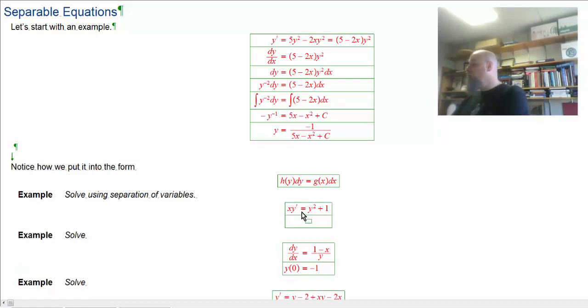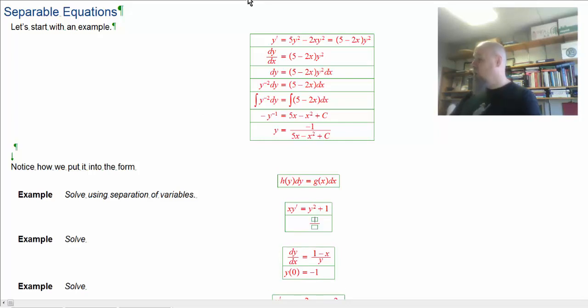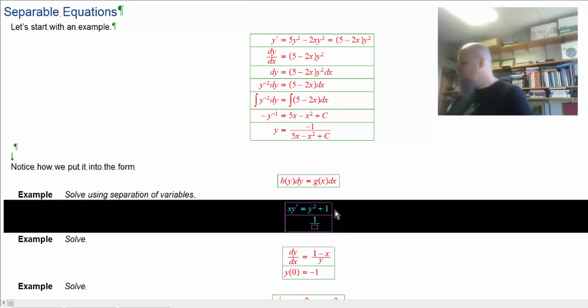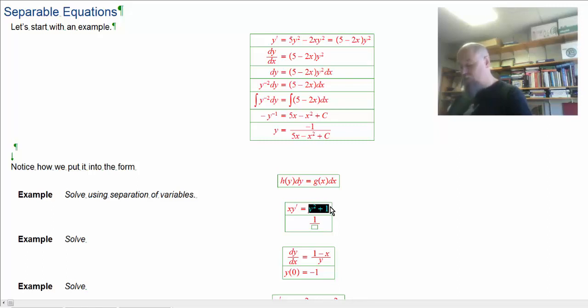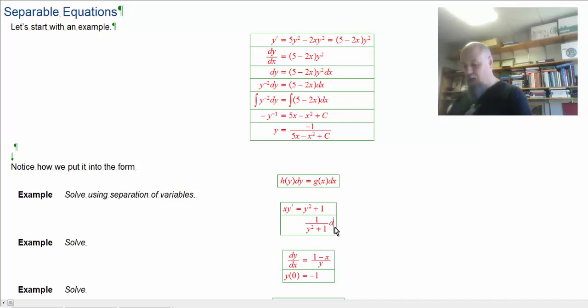Well, first thing, I see it's a y prime, and I see it's nonlinear because of the y squared. But I can separate it. I can put all my y's on the y side times dy equals all my x's on the x side times dx.